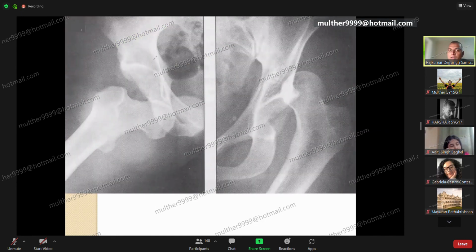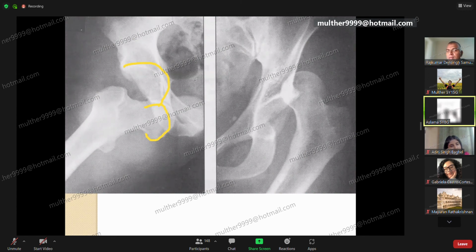What do you think about this X-ray? So here we have the acetabulum. This is the head of the femur. So what happened? What is this dislocation, doctor? What do you think? Anterior inferior. Very good. So it is anterior inferior.